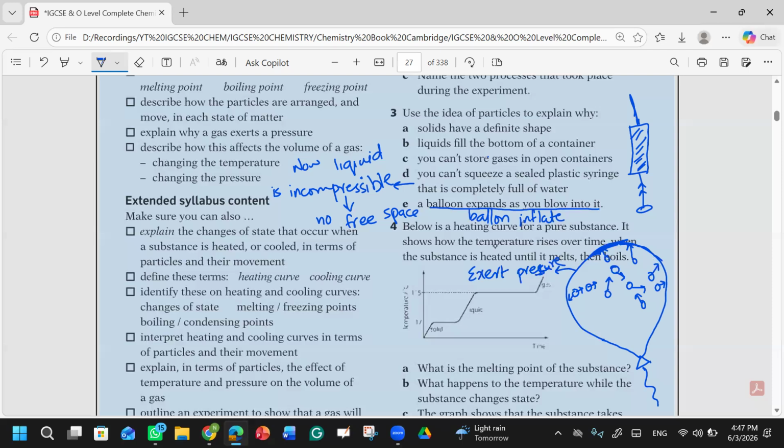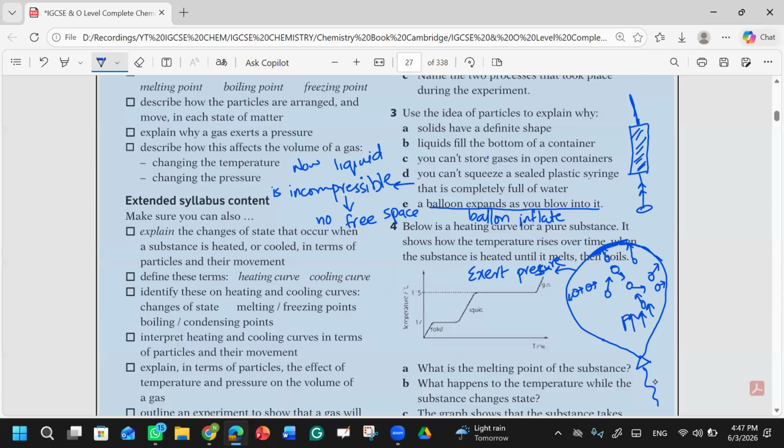When you have filled the gas in it, when you are blowing it, there are more gas particles inside, and those gas particles will increase the pressure inside. And when the pressure increases, what will happen? If the pressure increases beyond its limit, the balloon will burst. It will blow up. Yeah, it will burst.